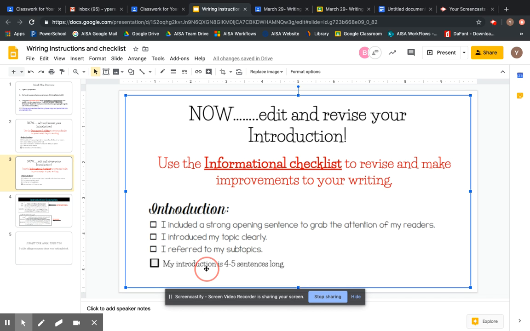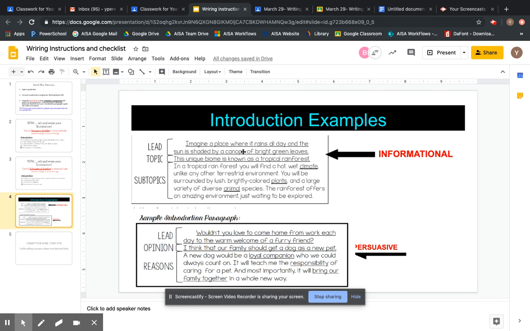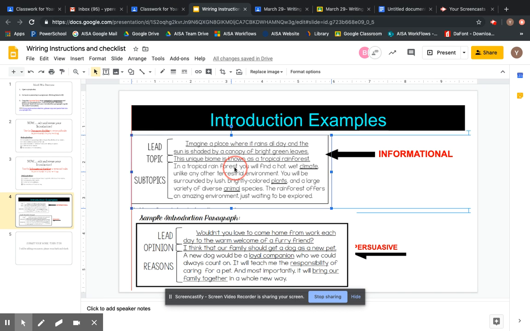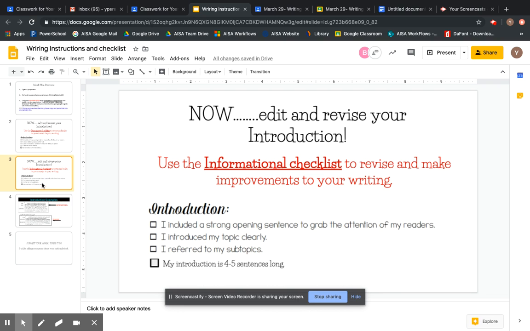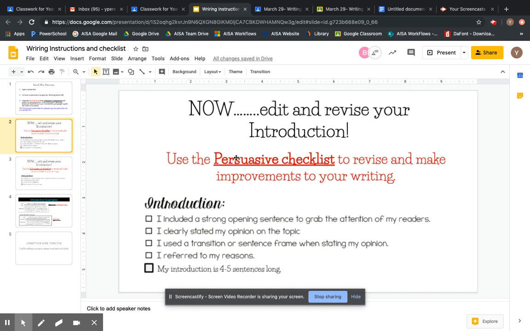And then your introduction is 4 to 5 sentences long. I should see a sentence for your hook, a sentence for your topic, and 3 sentences for your subtopic, or maybe 2. So in total combined, I should see 4 to 5. Every sentence starts with a capital letter, and every sentence ends with a punctuation mark, either a period or a question mark or exclamation. Now, if you're doing persuasive, you're going to go to the persuasive checklist.